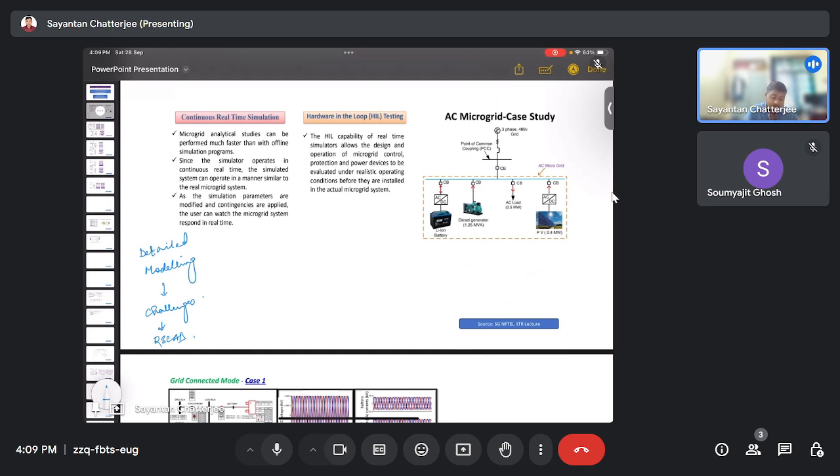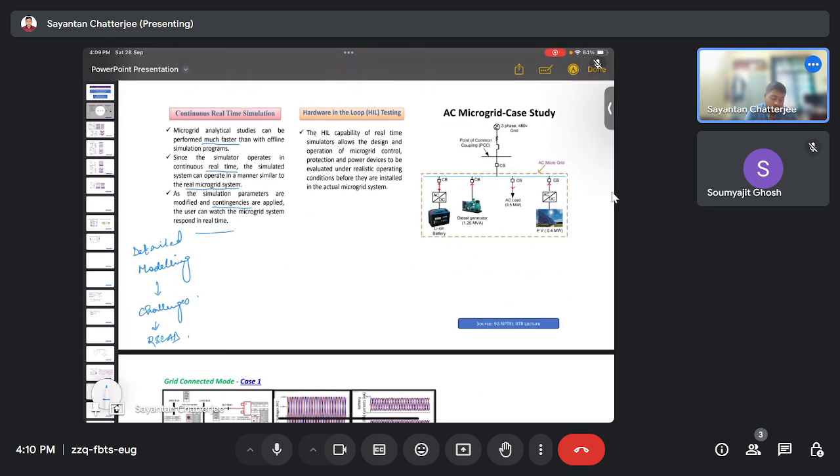So continuous real-time simulation involves microgrid analytical studies and can be performed much faster than the offline simulation programs. And since the simulator operates in continuous real time, the simulator system will operate in a manner similar to the real microgrid system, as we have already discussed. So as the simulation parameters are modified and the contingencies are applied, the user can watch the microgrid system's response in real time. So you can get to know the system behavior in real time.